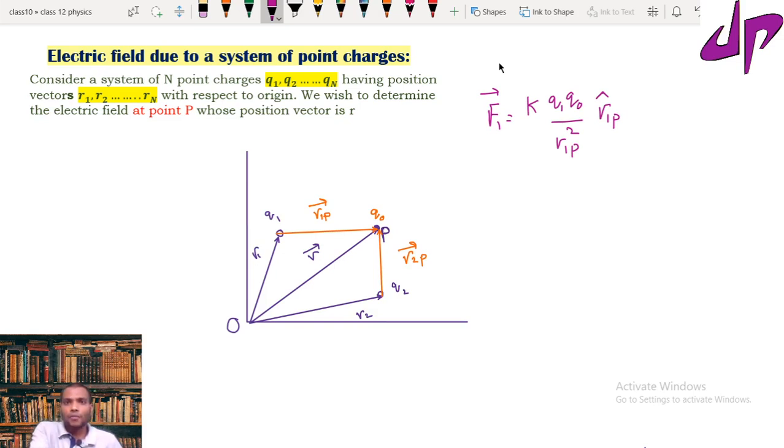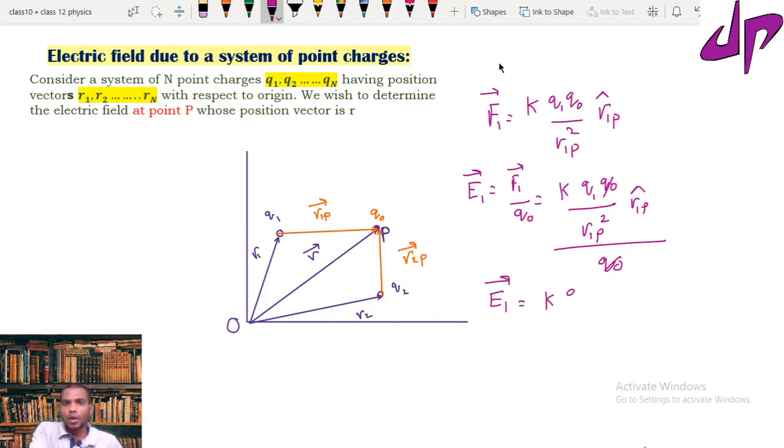Now if F1 is the force, I would like to write the electric field E1 due to the first charge as the force F1 divided by the test charge. Here the test charge is Q0. So E1 equals K times Q1 Q0 by R1P squared times R1P hat, divided by Q0. Q0 gets cancelled. The electric field E1 at point P equals K Q1 by R1P squared times R1P cap, the unit vector direction. Now this is the magnitude.